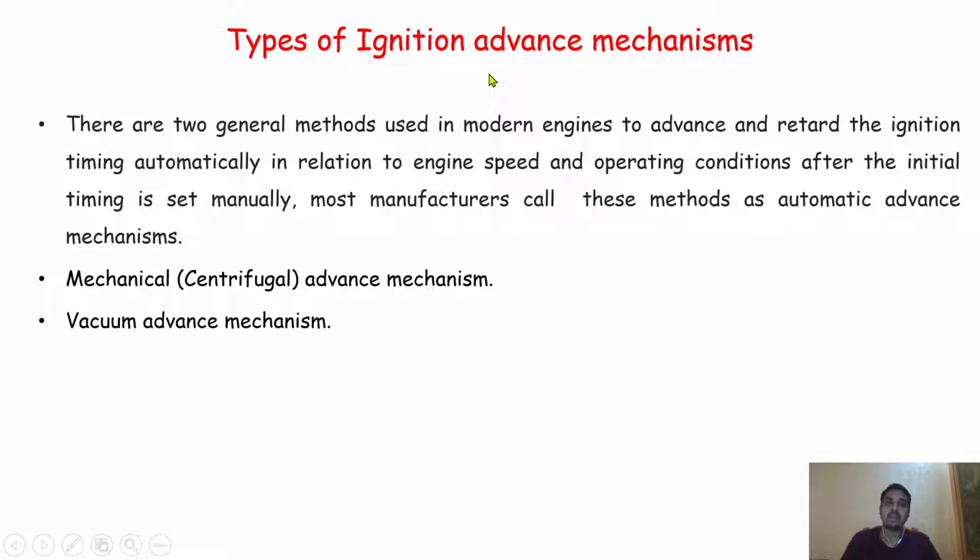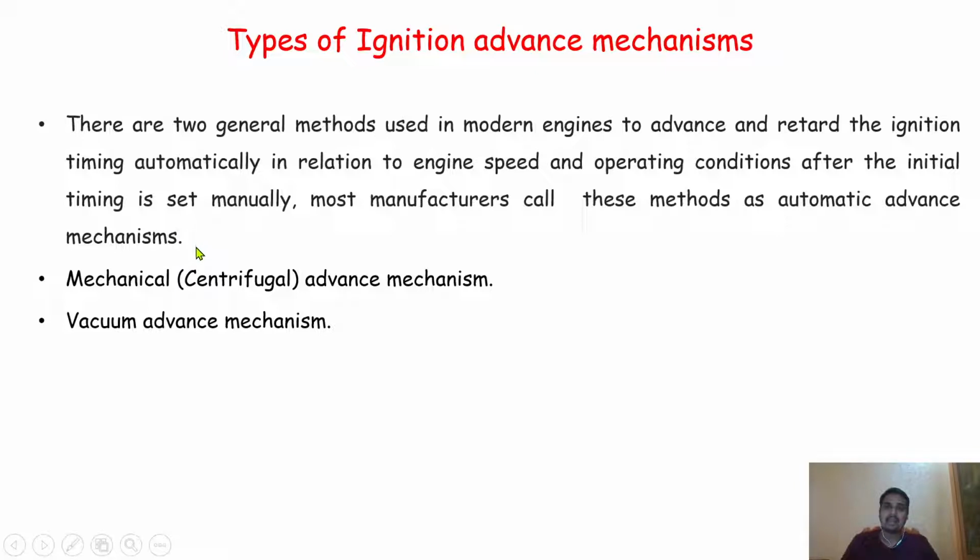Generally, such an ignition advance mechanism is very useful in the case of carburetor, ultimately in the case of two-wheeler four-stroke engines. In various cases, such engine advance mechanisms can be used for four-stroke engines of a car itself. There are two general methods used in modern engines to advance and retard the ignition timing automatically in relation to the engine speed and operating conditions after the initial timing is set manually. Most manufacturers call these methods automatic advance mechanisms.